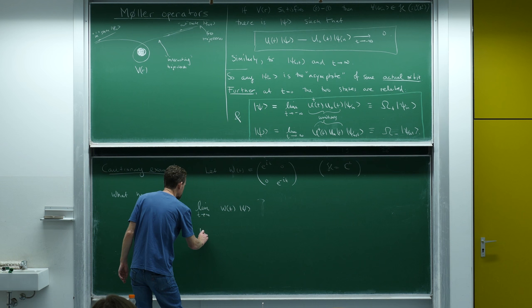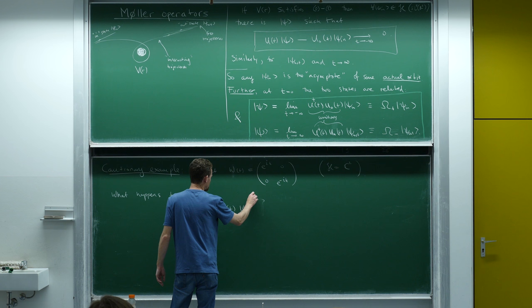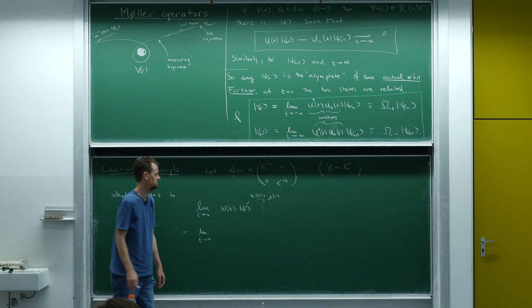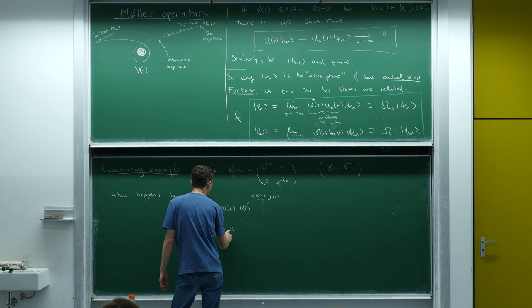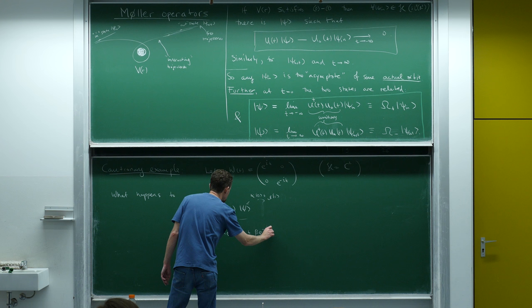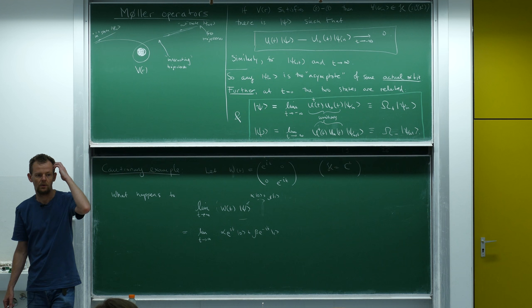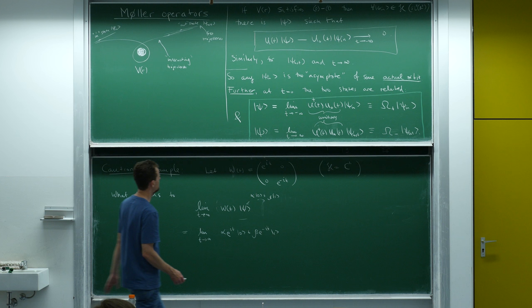So psi is like alpha times |0> plus beta times |1>. It's some state. So we've got to take the limit of this operator times that state there, but that's easy. That's alpha e to the i t |0> plus beta e to the minus i t |1>. Now, what's the limit of that? Well, let's make our life even easier, right? Let's just make beta equal 0 for the moment.